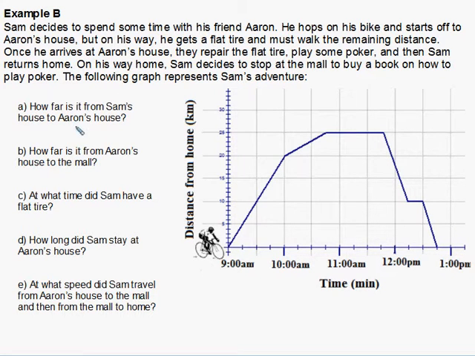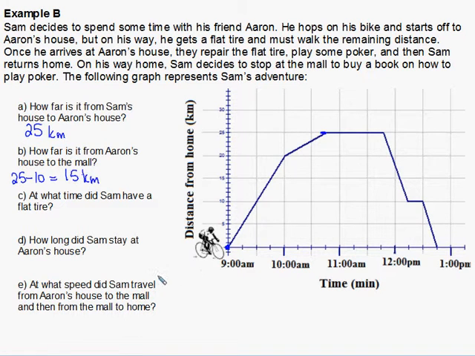Okay? So how far is it from Sam's house to Aaron's house? Sam's house, here's where he gets at Aaron's house. So 25 miles. Okay. How far from Aaron's house to the mall? We've got 25 minus 10. Oh, you're right. Thank you. Well, that makes it much shorter. And see, here I was all thinking that Sam was pretty buff.